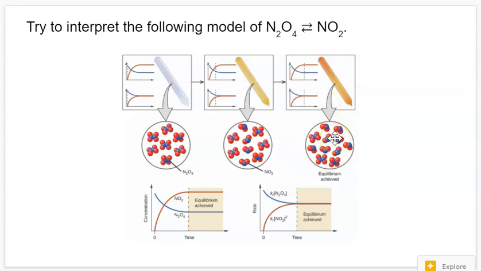N2O4 particles. And then here we could see the concentration as a function of time, sort of zoomed in at the equilibrium state. Our reactants have decreased over time, our products have increased over time, and once we reach equilibrium is when those two states have leveled off. And then for the rate as a function of time, the forward rate starts higher than the reverse rate, and then eventually they even out when we reach equilibrium.